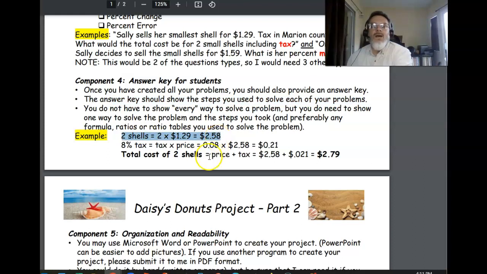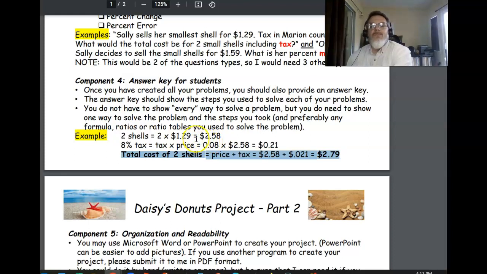We know they're $1.29 each, so I multiplied that by 2 to get my total price. For the 8% tax, I multiply the tax times the price, which is 0.08, or 8 hundredths, times $2.58, and I find my tax is 21 cents. And so then the total cost of those shells would be the price, which was $2.58, plus the tax, which was 21 cents, and I get my final answer.